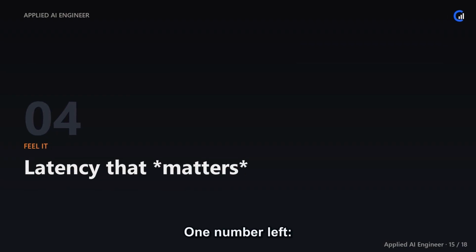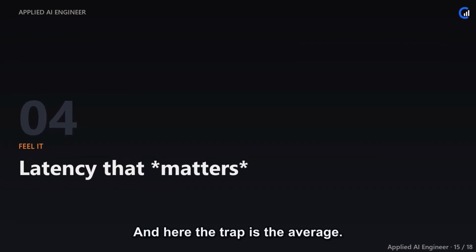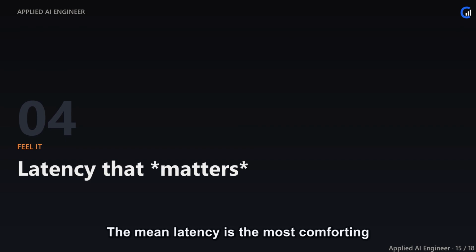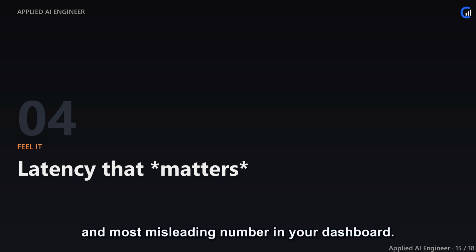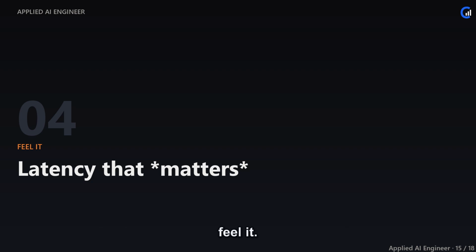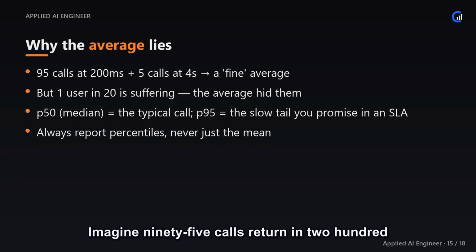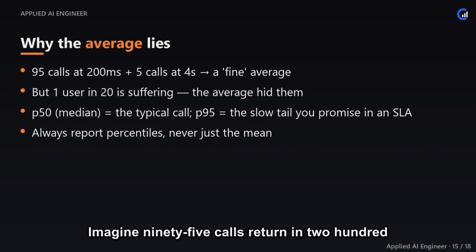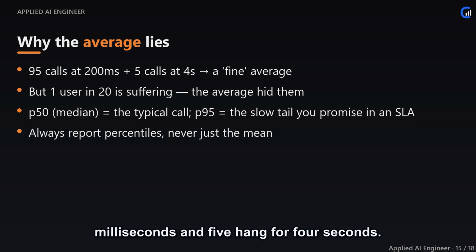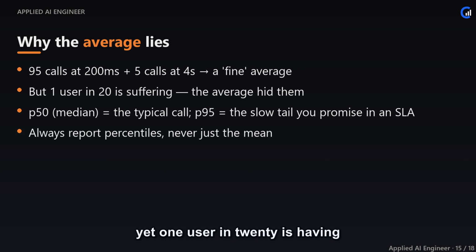One number left: speed. And here the trap is the average. The mean latency is the most comforting and most misleading number in your dashboard. Let's measure speed the way users actually feel it. Imagine 95 calls return in 200 milliseconds and 5 hang for 4 seconds. The average looks healthy, yet one user in 20 is having a terrible time.